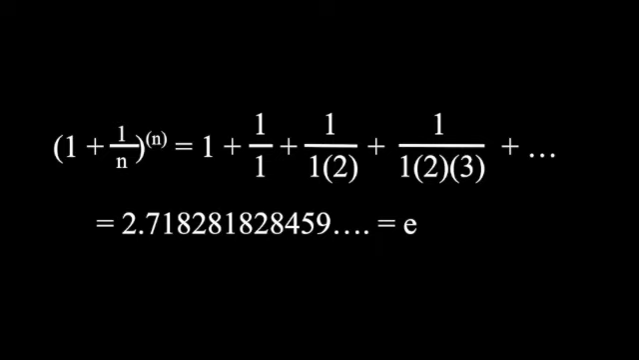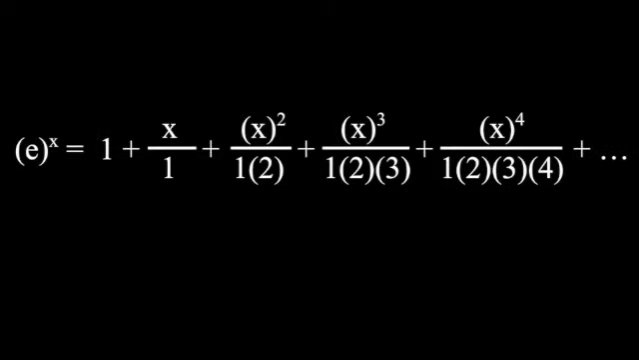This means that e to the x equals 1 plus x over 1 plus x squared over 1 times 2 plus x cubed over 1 times 2 times 3, which can also be read as 1 plus x over 1 factorial plus x squared over 2 factorial plus x cubed over 3 factorial, and so on.